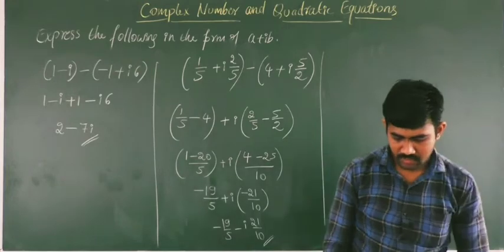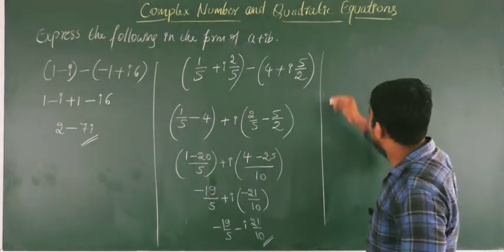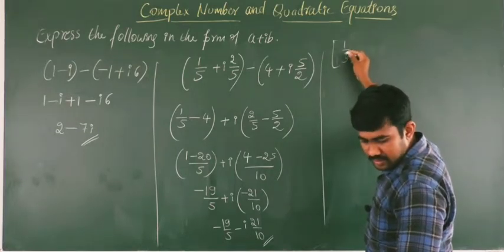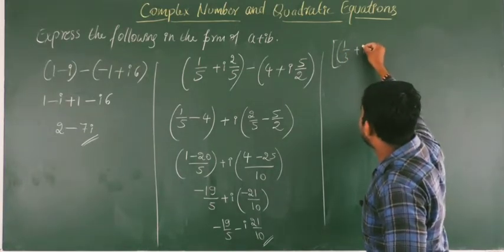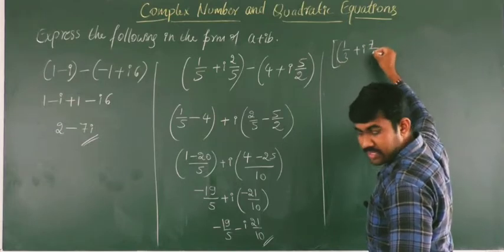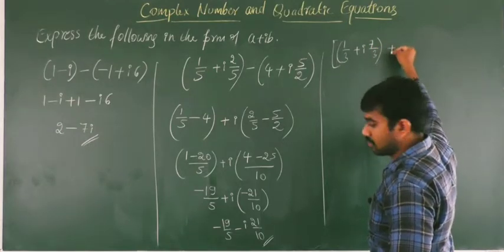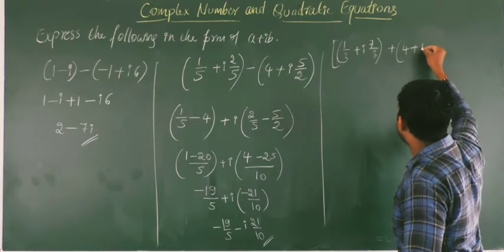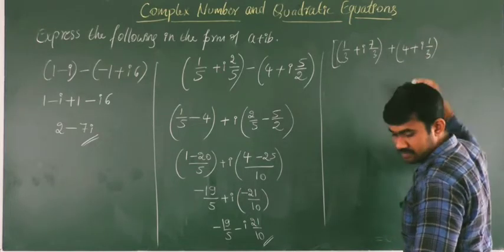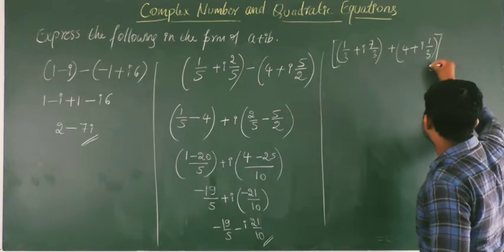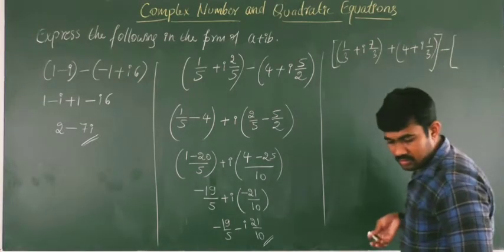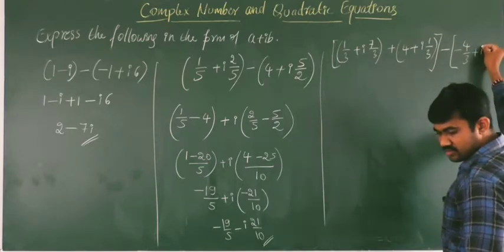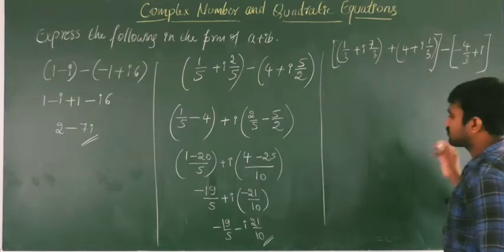Now the next one, see, 1 by 3 plus I into 7 divided by 3, plus 4 plus I into 1 by 3, minus 4 by 3 plus I.